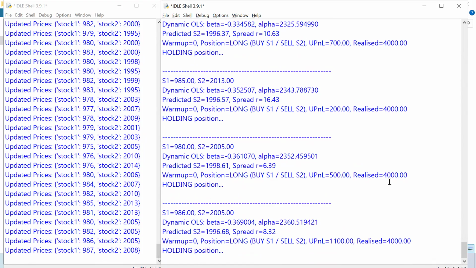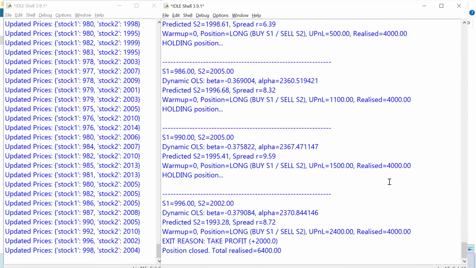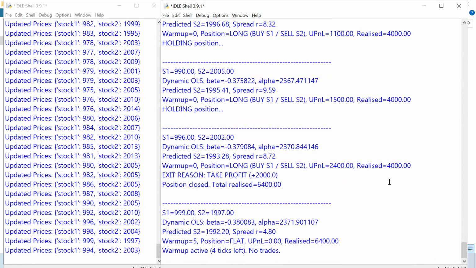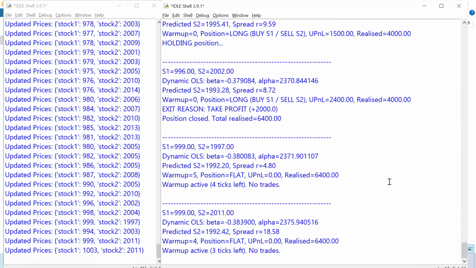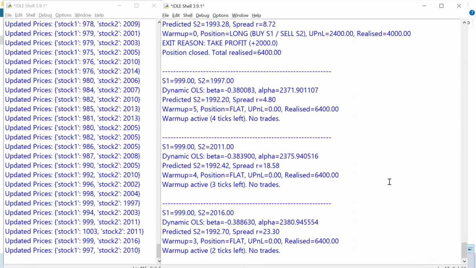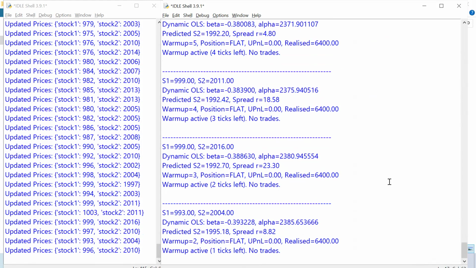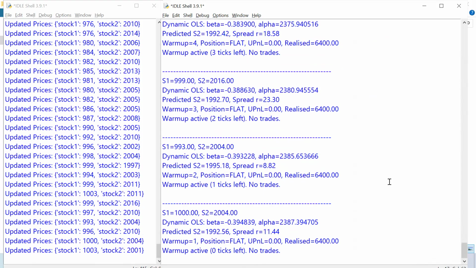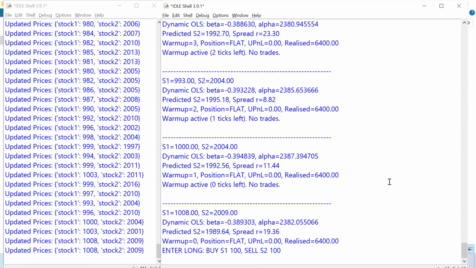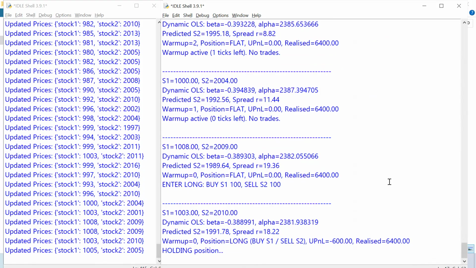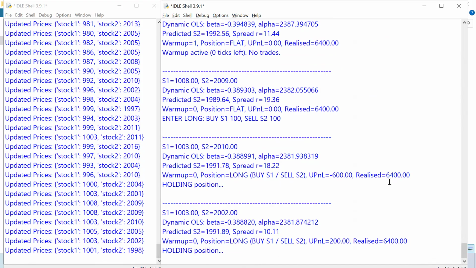We enter the trade. Okay, we are in a very good profit. The position is closed. 6400 is a profit. See how beautiful it is working. Now, if I make a delay of 1.2 seconds, it is going to work more efficiently.